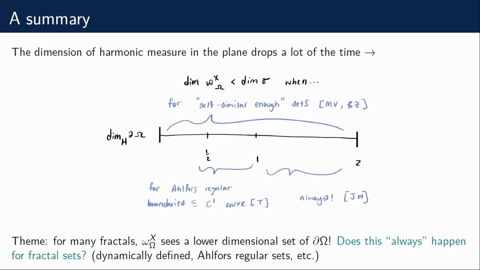And so it's a natural question to ask, does this always happen? And what does it mean by always? For which classes of sets do you expect dimension drop of harmonic measure? There are two natural classes from the results that we know so far. One is all dynamically defined boundaries, or boundaries that have some self-conformal structure. And another natural class of sets are those whose boundaries are Ahlfors regular.